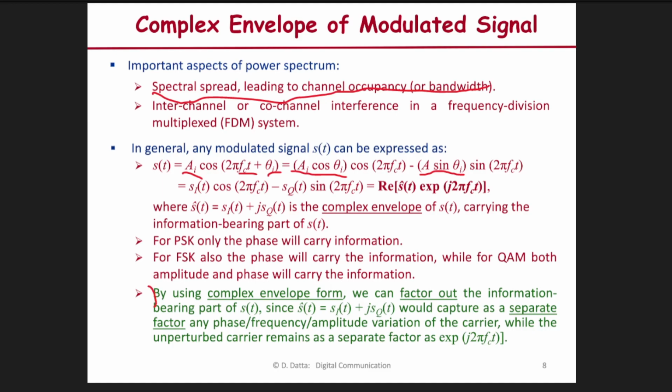In the green color bullet, by using the complex envelope form, we can factor out the information-bearing part of s(t). Since s̃(t) equals sI(t) plus j sQ(t), it captures as a separate factor any phase, frequency or amplitude variation of the carrier, while the unperturbed carrier remains. Please mind my words: the unperturbed carrier remains as a separate factor, exponential j2πfct. So that is the physical significance of the complex envelope.